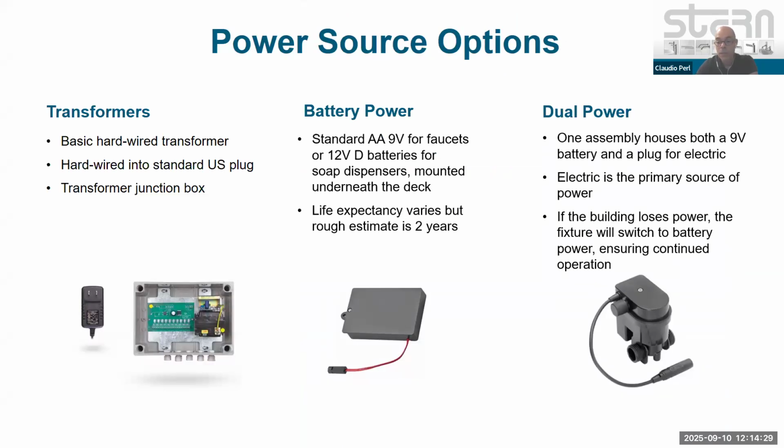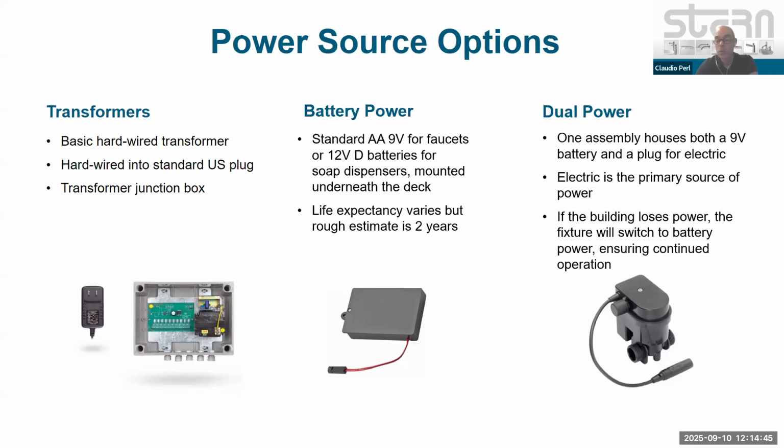For major installation or multiple installations, transformers or transformer junction boxes allow you to install up to 10 products together, combining 5 faucets and 5 soap dispensers, for example, among other possibilities.